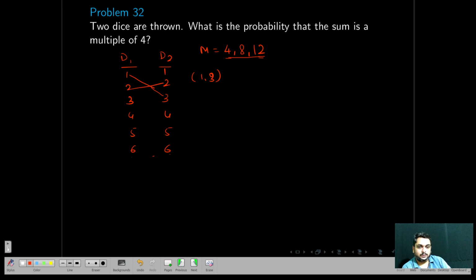Next, 2, 1 not possible, 2, 2 is possible. Then 2, 3 is not possible, 2, 4 no, 2, 5 no, 2, 6 is possible, that is 8. Next, 3, 1 is possible because 3 plus 1 is 4. 3, 2 no, 3, 3 also no, 3, 4 is 7, 3, 5 is 8, so again it is possible. Next, 3, 6 not possible. 3 is done. Next, 4, 1, 4, 2, 4, 3 are not possible, 4, 4 is possible.